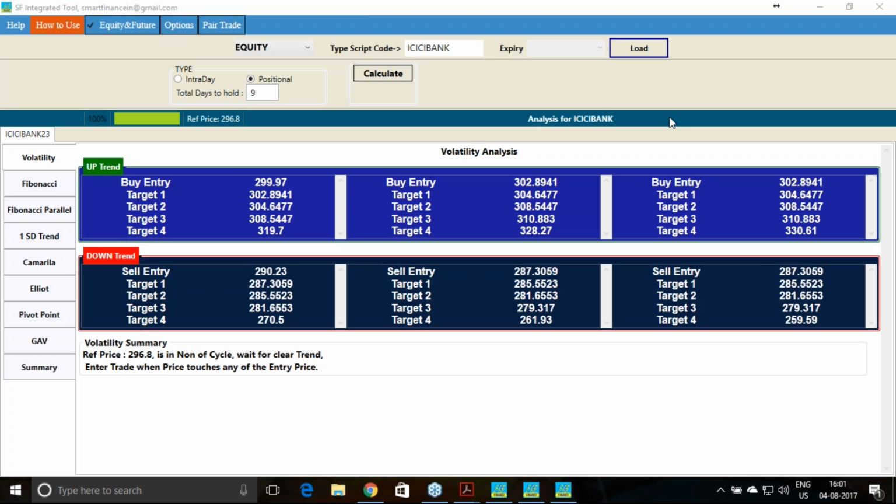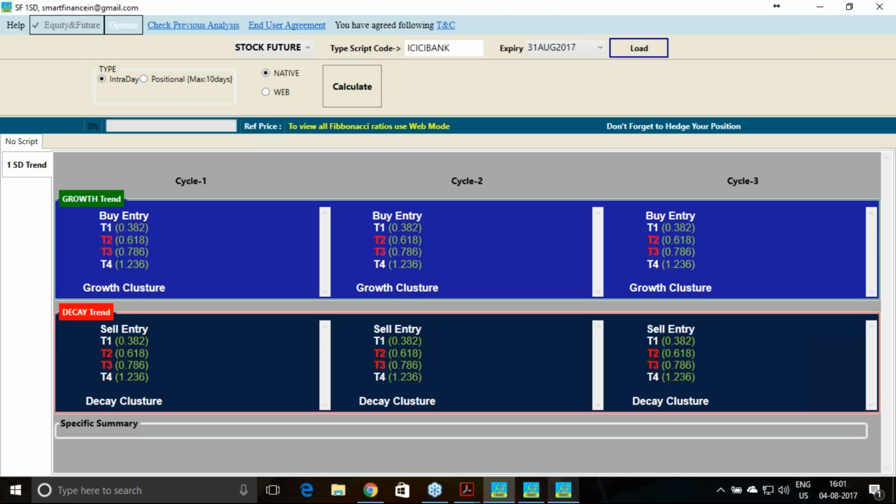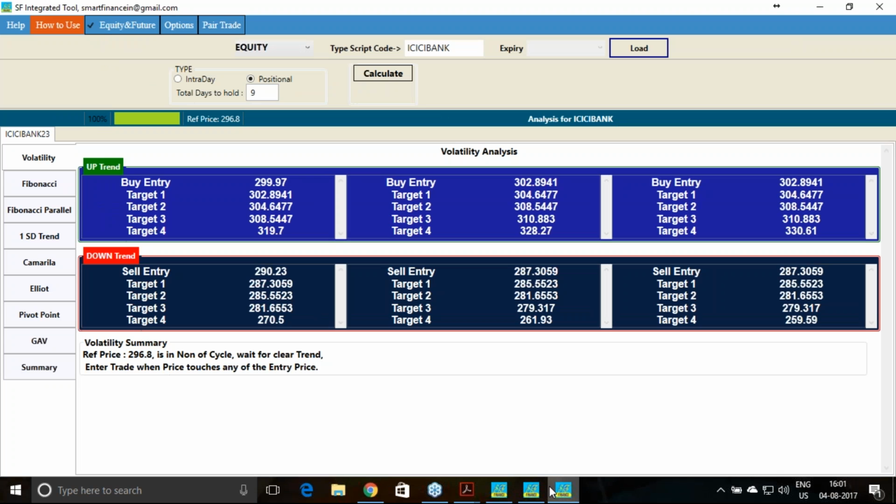You can take 30 days also, you can take 30 days also in the Smart IT tool. However, in one standard deviation, for that 1SD tool, maximum you can take for 10 days, not more than that.